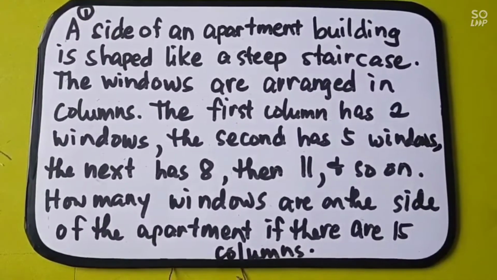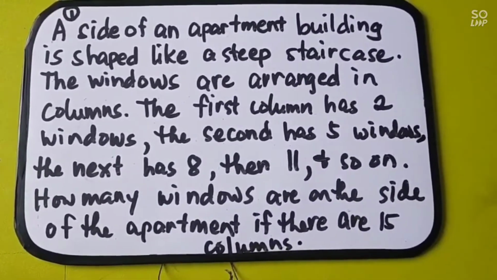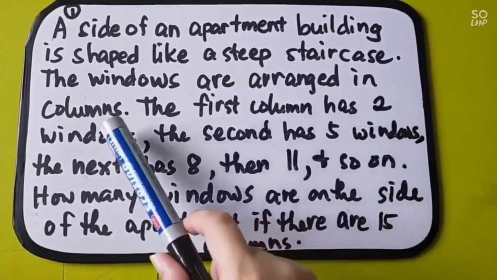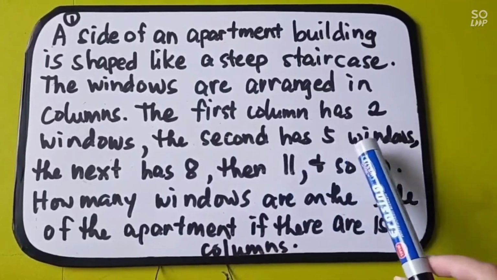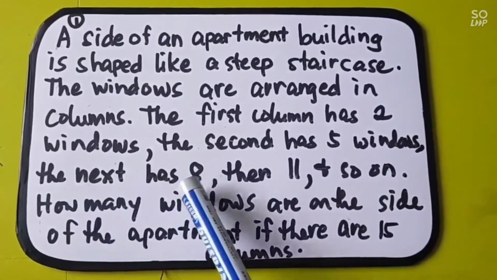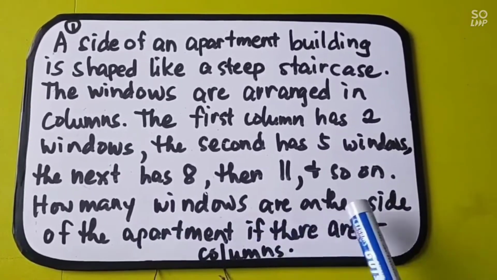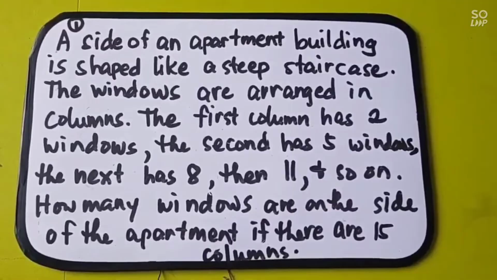Here's the first example. It says that a side of an apartment building is shaped like a steep staircase. The windows are arranged in columns. The first column has 2 windows, the second column has 5 windows, the next has 8, then 11, and so on. How many windows are on the side of the apartment if there are 15 columns?